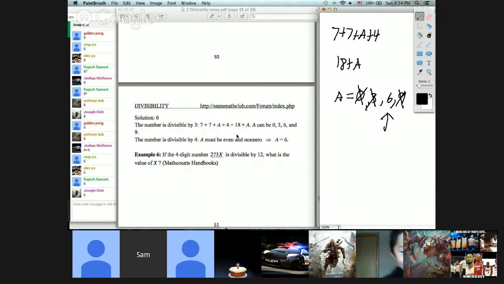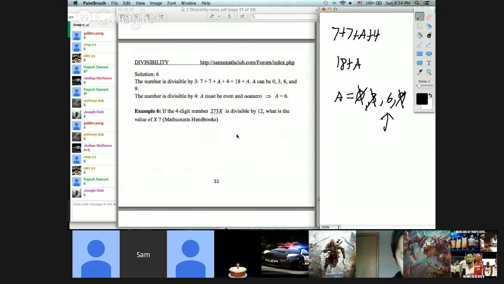Okay, onwards. So if the 4-digit number 273x is divisible by 12, what is the value of x?